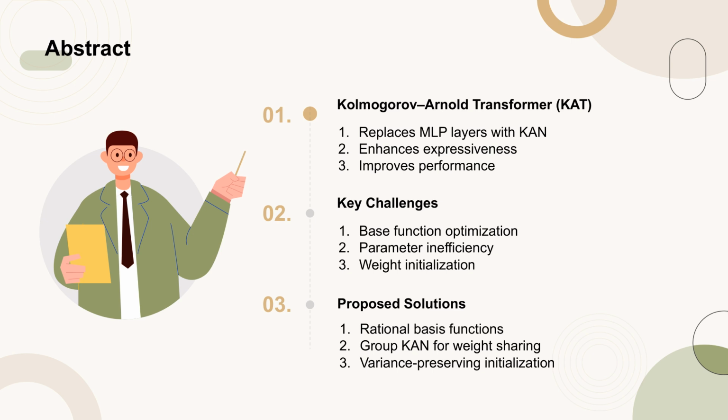We replace B-spline functions with rational functions to improve GPU compatibility and speed up computations. We introduce group KAN to share activation weights among neurons, reducing computational load without compromising performance. Finally, we implement variance-preserving initialization to ensure stable activation variance across layers. These innovations enable KAT to scale effectively and outperform traditional MLP-based transformers across various tasks.